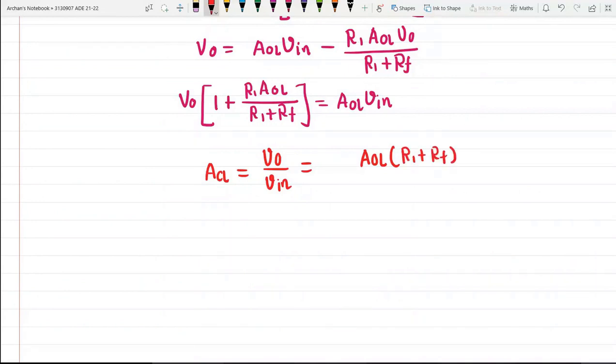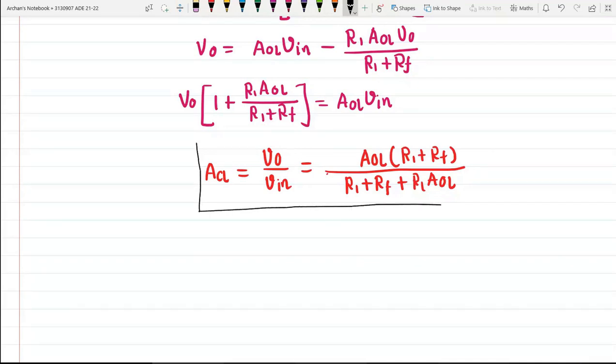I am taking LCM on the left hand side, such that my equation will become R1 plus RF plus R1 times AOL. Okay, so this is the equation of our interest. In case of a practical non-inverting amplifier, this equation gives the closed loop voltage gain. This is called the exact equation, the exact expression for the closed loop gain.